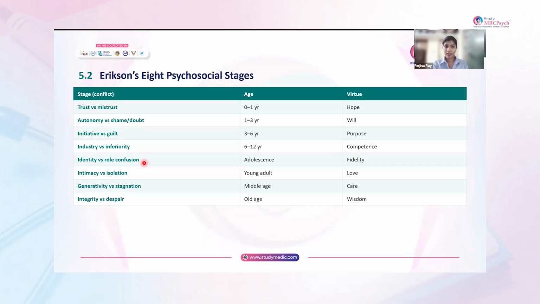And then the 5th stage, that is in the adolescence, it is identity versus role confusion, virtue is fidelity. Then the young adulthood stage, it is intimacy versus isolation, and the virtue is love. Then generativity versus stagnation in middle adulthood, and the virtue is care. And finally, ego integrity versus despair in old age, and the virtue is wisdom. So the most commonly asked in exam is this stage, that is adolescent stage, that is identity versus role confusion, and the virtue is fidelity.